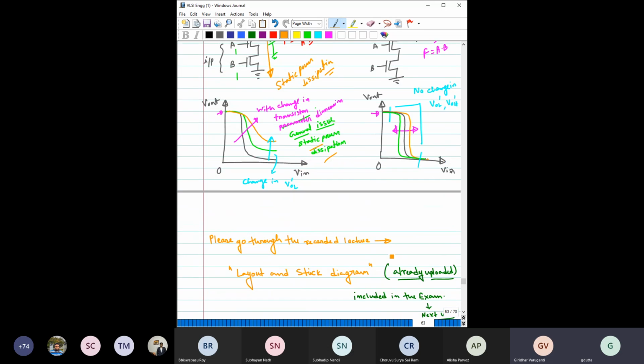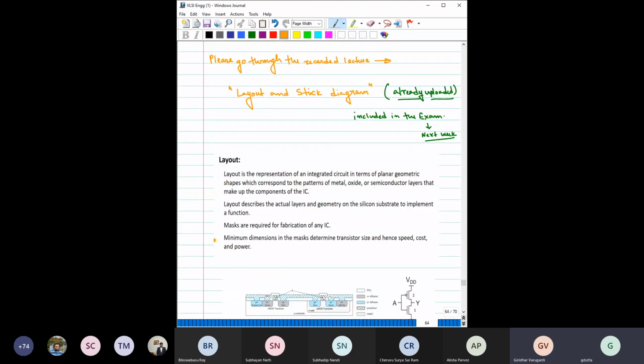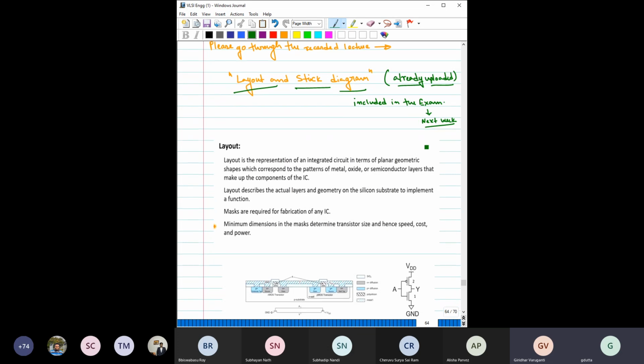Now regarding this part, as I was telling, I have already recorded and uploaded the layout and stick diagram part. This is also included in the exam, which is next week, so please do read that.